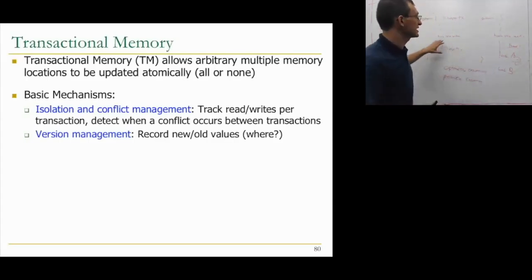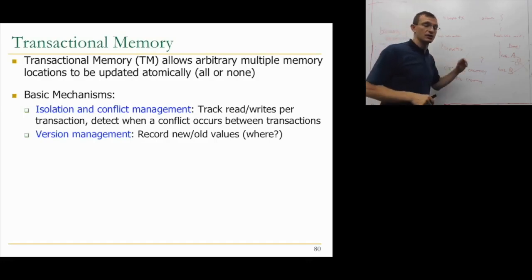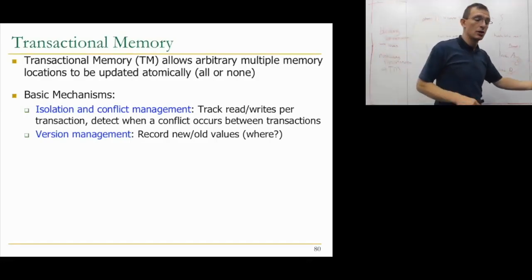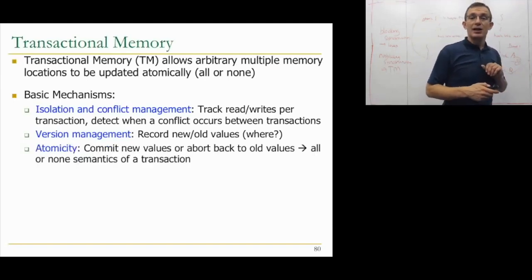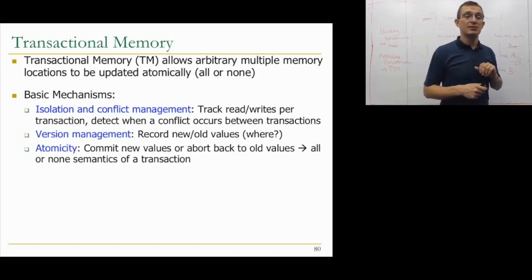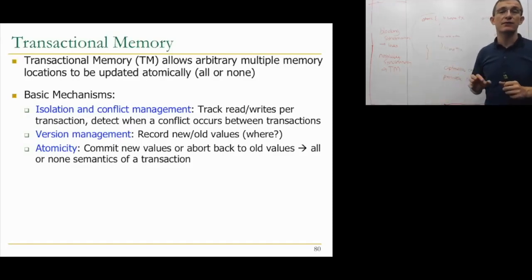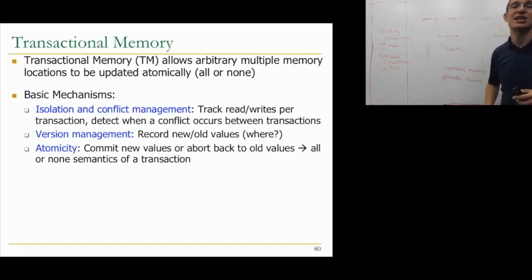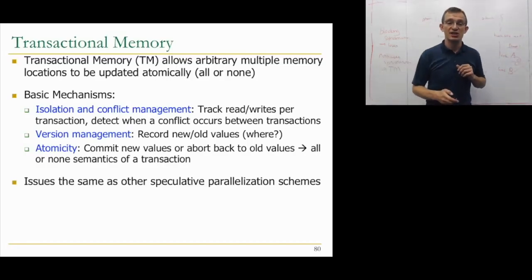And we've talked about this in detail when we talked about SLE, speculative lock elision, earlier. And there are eager versus lazy ways of doing that, right? You could record the new values in a log or in a buffer. And atomicity is another mechanism that needs to be provided. Basically, transactional memory provides a mechanism for committing new values or aborting back to old values. You have all or none semantics in a transaction. And that's what's really important, just like speculative lock elision as we discussed earlier. So the issues are actually the same as other speculative parallelization schemes.